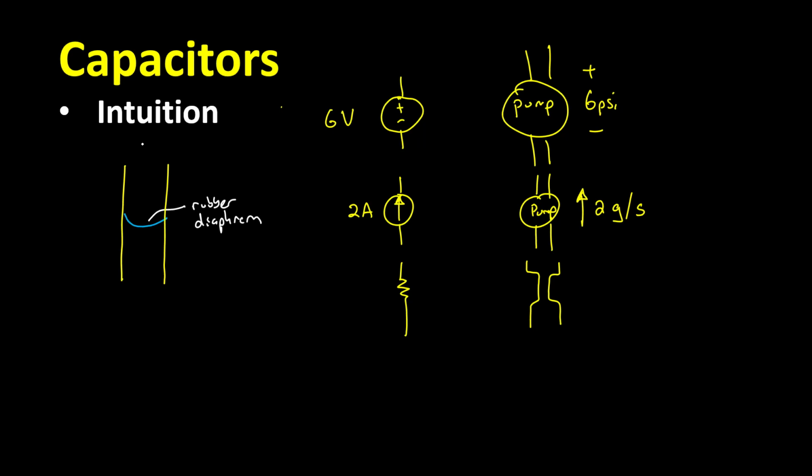And the intuition is that the more current that flows in, the more this diaphragm will bend, and therefore the more voltage pressure will develop across it. This is a better mental model than many others I've heard of, because it shows that as charge enters, the same amount of charge also leaves. It doesn't store a net amount of charge.